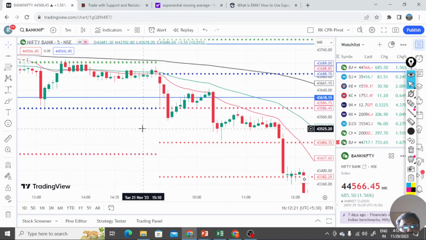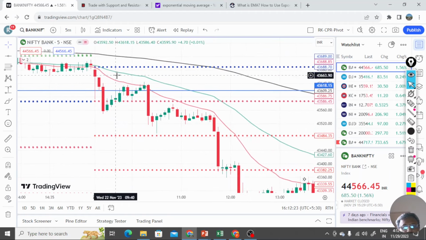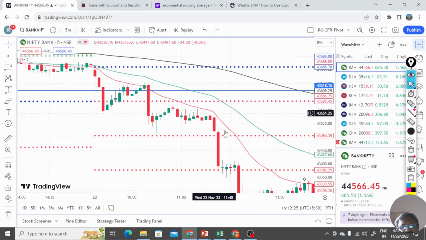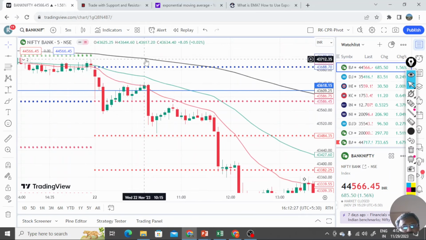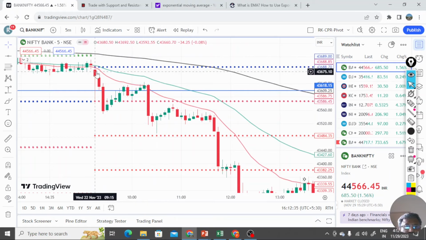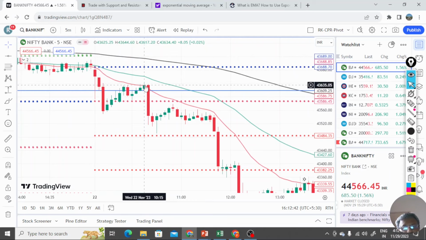See, this is a perfect EMA downtrend strategy. All the 200 EMA, 50 EMA, this black one is 200 EMA, green one is 50 EMA, and this one is 20 EMA. Whenever we get a candle closing below these three, just touching this 20 EMA and closing below this, that's a very good opportunity. We can always take a trade with that.